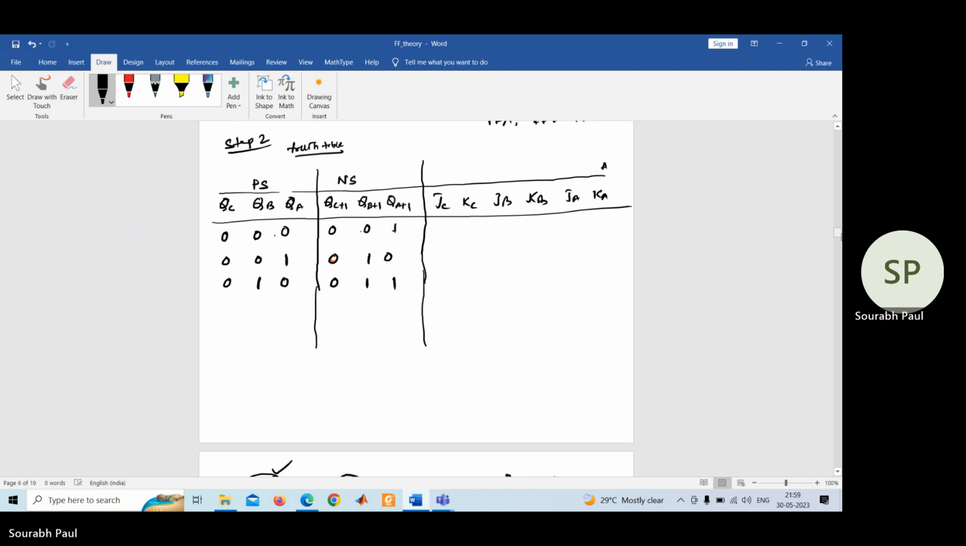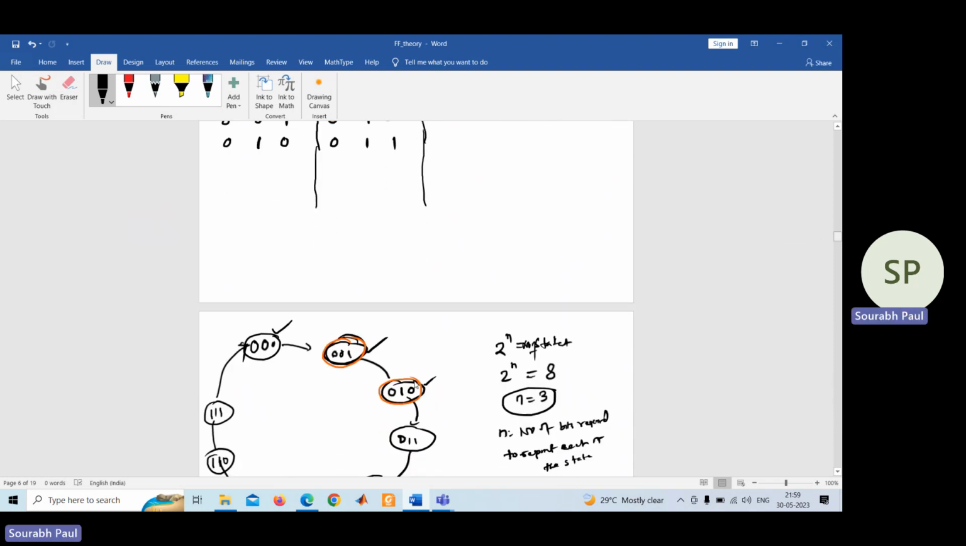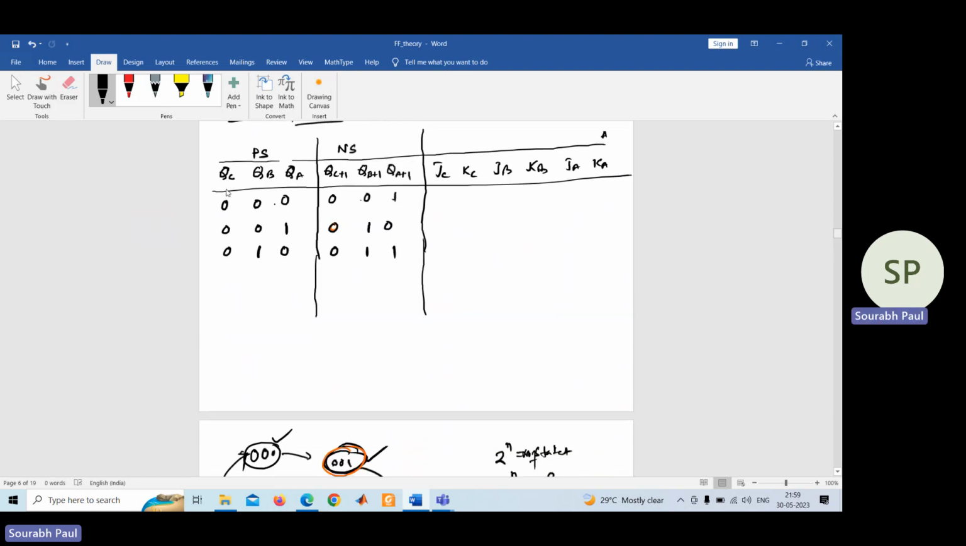Now, similarly, if your present state is 0, 1, 0, the next state will be 0, 1, 1. Follow the same procedure for each of the states. If your present state is 0, 1, 1, next state will be 1, 0, 0. If your present state is 1, 0, 0, next state will be 1, 0, 1. If your present state is 1, 0, 1, next state will be 1, 1, 0. If your present state is 1, 1, 0, next state will be 1, 1, 1. If your present state is 1, 1, 1, then you have to start from the beginning. Then the next state will be 0, 0, 0.